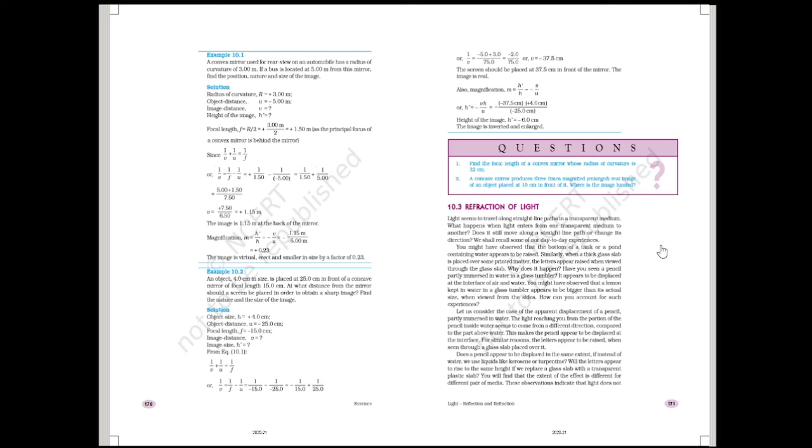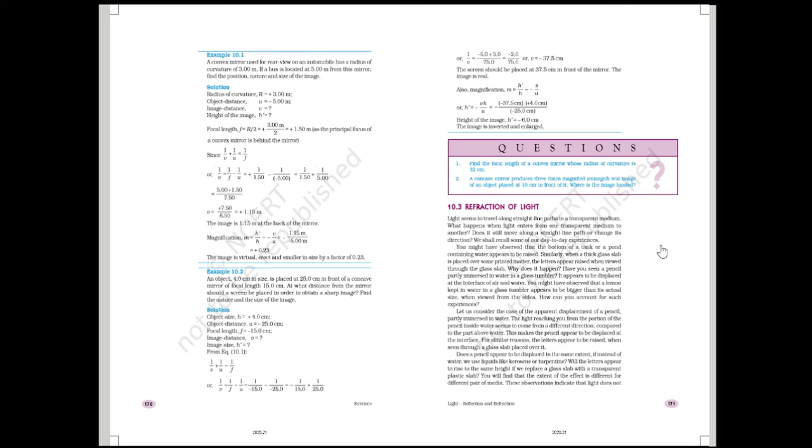These observations indicate that light does not travel in the same direction in all media. It appears to bend when it travels obliquely from one medium to the other. Mark these lines. The direction of propagation of light in the second medium changes. This phenomenon is known as refraction of light.